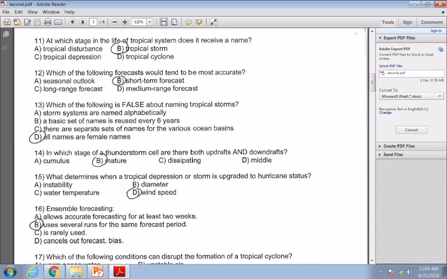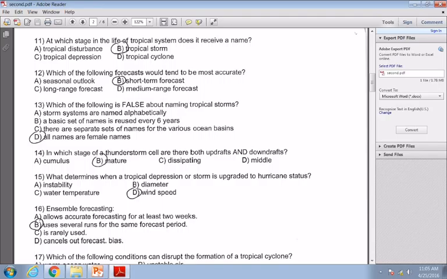Question 11, the life stage of a tropical cyclone: when does a tropical system receive a name? That's B, when it's a tropical storm. Question 12, which of these would tend to be most accurate? That would be the shortest term forecast, B. Question 13, which is false about naming tropical storms? It's false that D, that they are all female names, because now they alternate, male, female.